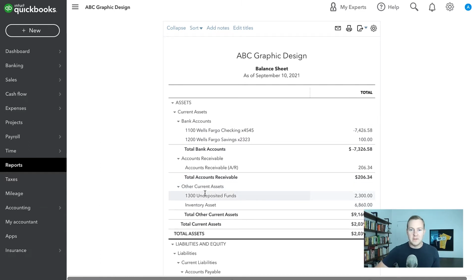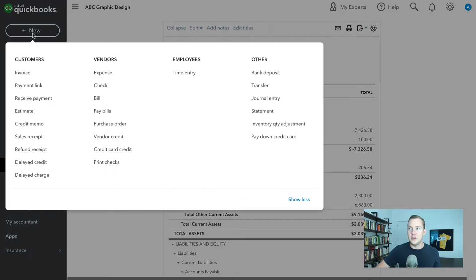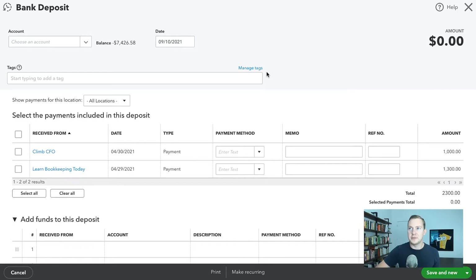So the undeposited funds account exists to acknowledge that, yes, I've received this payment from the customer, but I have not yet deposited it into the bank account. So where do we see these amounts? This $2,300, what is that from? Well, if we go to new transaction and choose bank deposit, what we see here is these two payments that we have recorded as being received, this $1,000 and $1,300, to give us that balance. And those come from payments that we receive against a customer invoice.